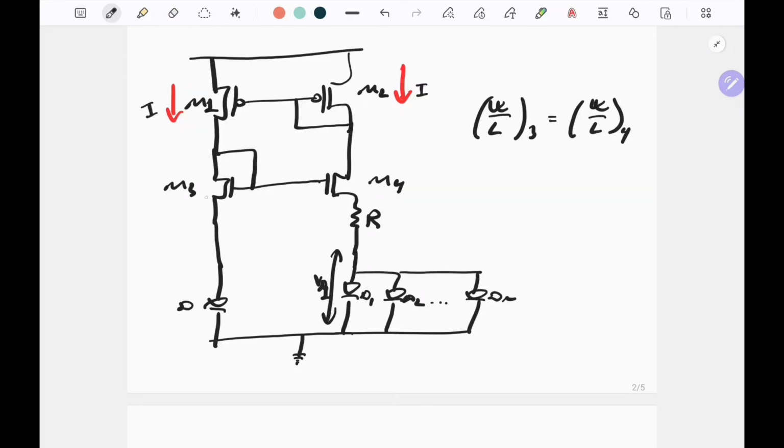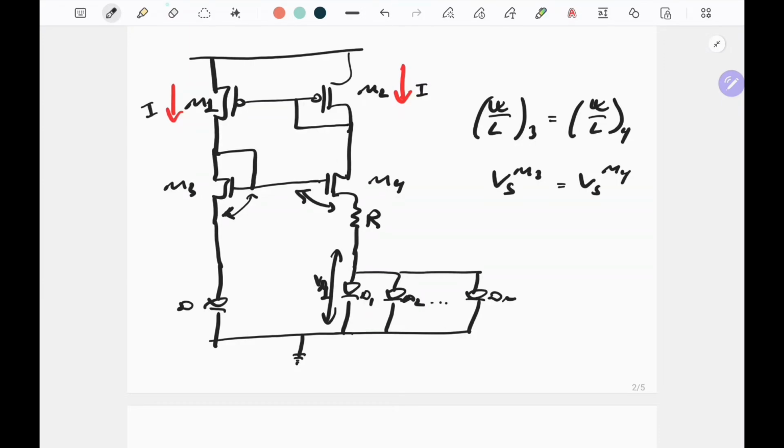So now, since the currents in M3 and M4 are equal to each other, and the sizes are equal to each other, then it means that the gate source of M3 is equal to the gate source of M4. But since the gates of M3 and M4 are connected to each other, then it means that the sources of M3 and M4 are equal to each other. So we can write that the source of M3 is equal to the source of M4.